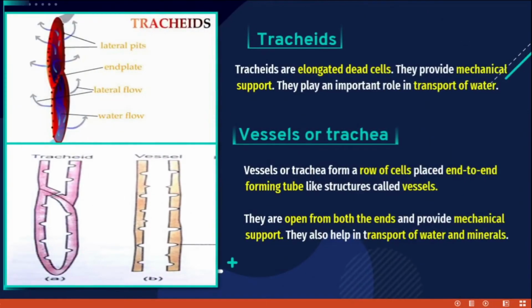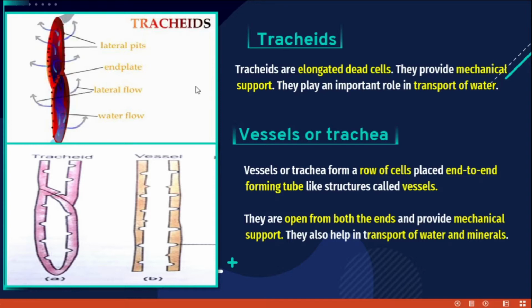First one, tracheids. See, tracheids are elongated dead cells. Look at this picture. It looks like a lengthy and dead cell. Basically, these cells give mechanical support to the xylem, and the main function is carrying water. See, why are the cells dead? Because of accumulation of lignin on the cell wall.